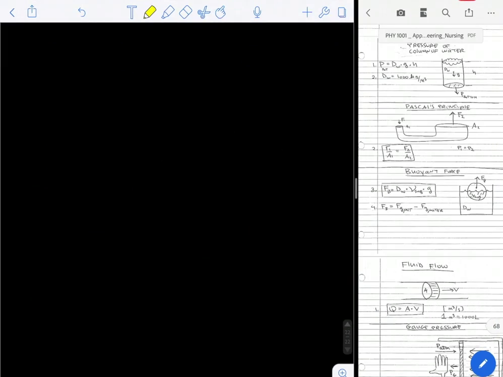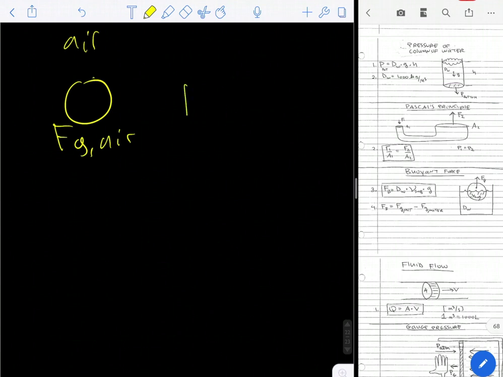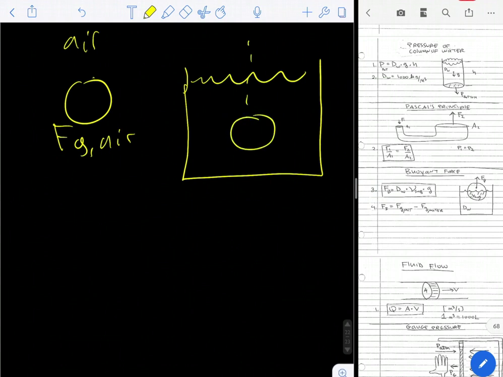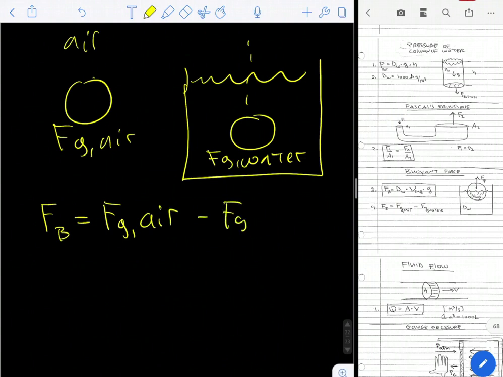So if you have an object that's in air, its weight in air is going to be Fg in air. All you have to do is get a glass of water or a tank of water, and then submerge that same object in the water and measure the weight when it's submerged in water. The difference between those two is going to be the buoyant force. So the buoyant force can also be written as the weight of an object in air minus the weight of an object in water.